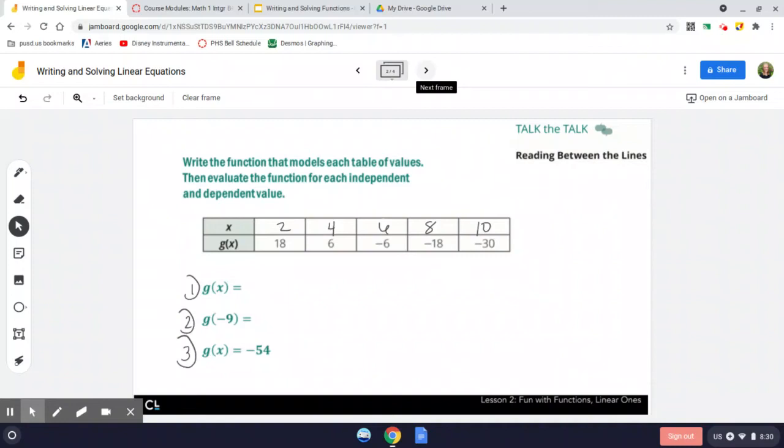Okay, step 1. Find the slope. We know this equation has to be in slope-intercept form. And to be able to write an equation, we need to know the slope and we need to know the y-intercept.